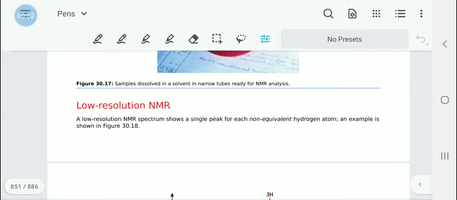Chemistry chapter 30 theory video 5. Now we are going to learn about low resolution NMR.